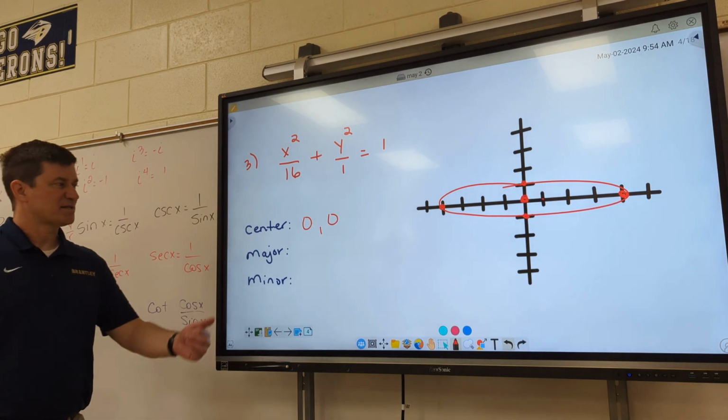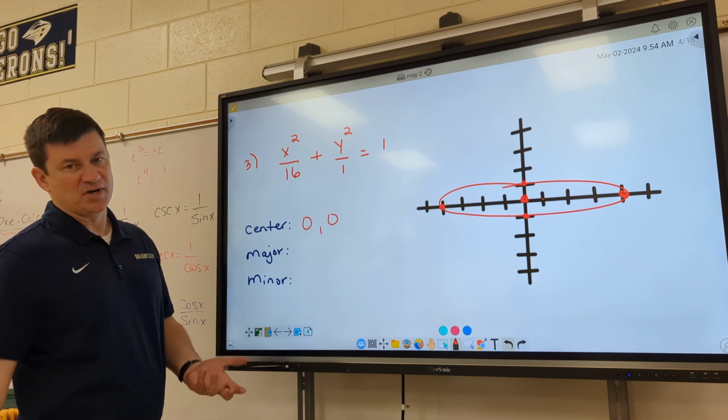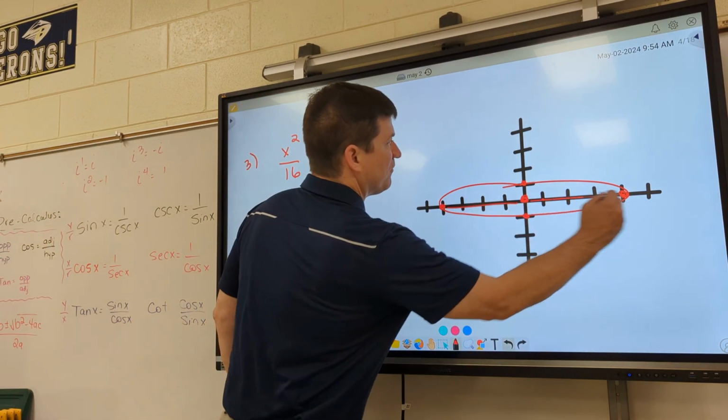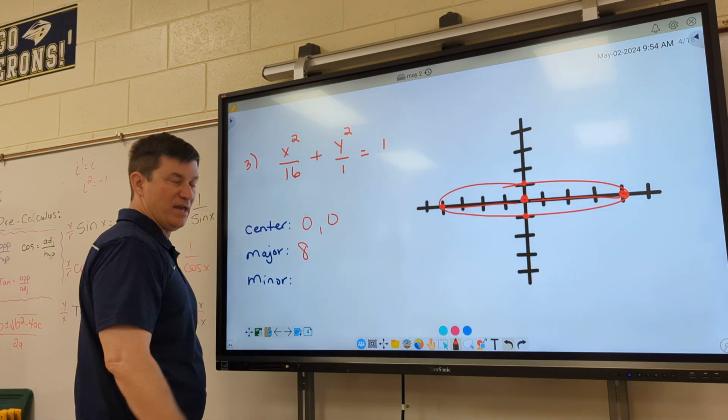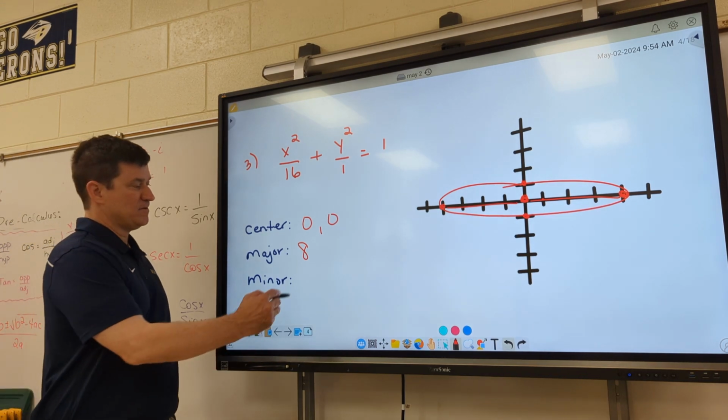All right, so Ethan, it's asking for your major axis and your minor axis. Your major is going to be the longer axis, or the bigger one. So look, if it's 4 there and 4 there, that's a length of 8. 4 plus 4, 4 times 2, whatever you want to do. How about the minor axis? 2. Good.